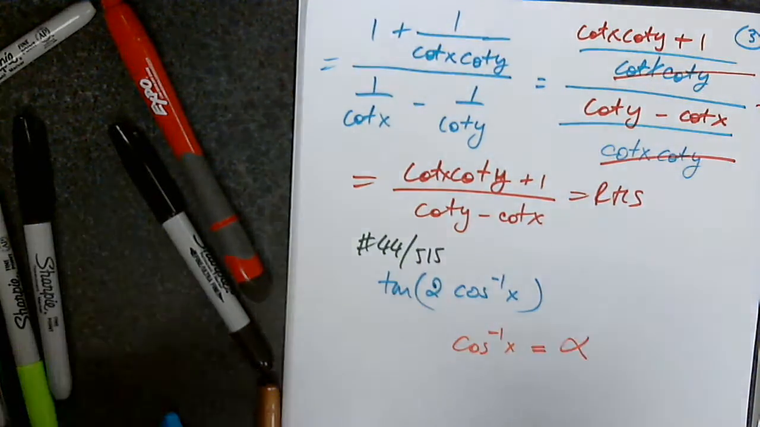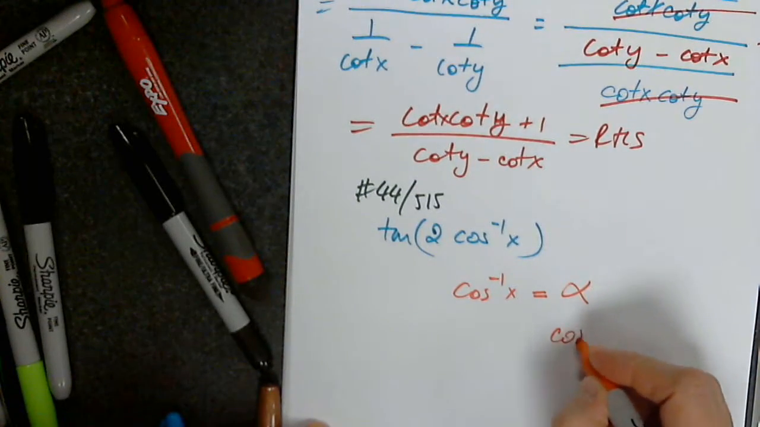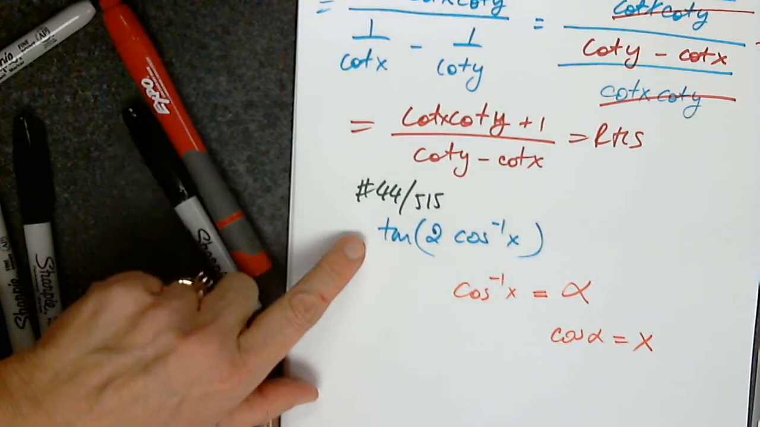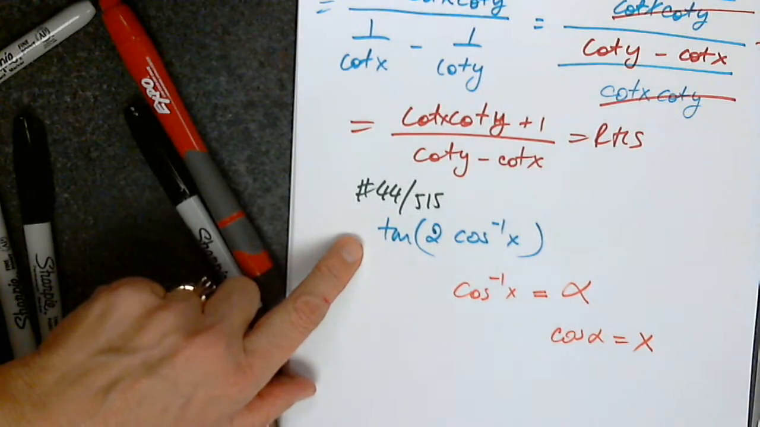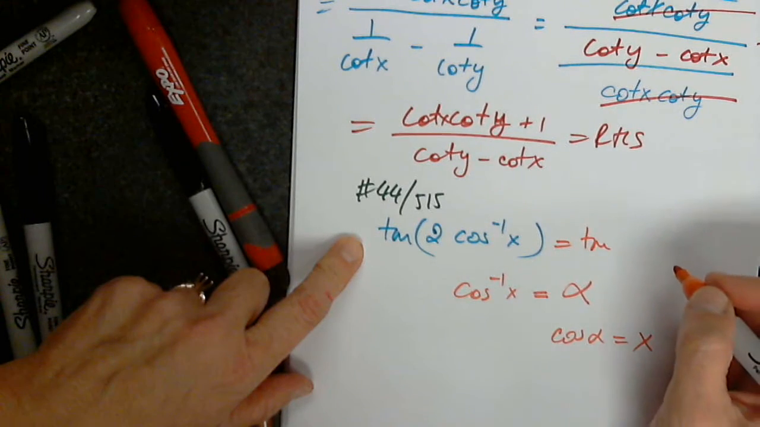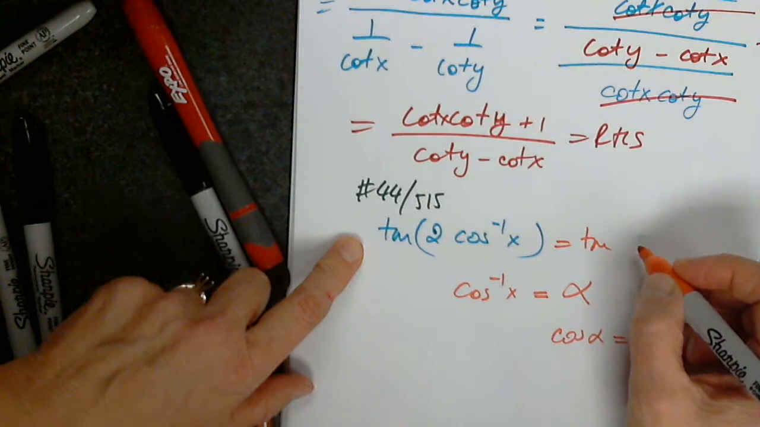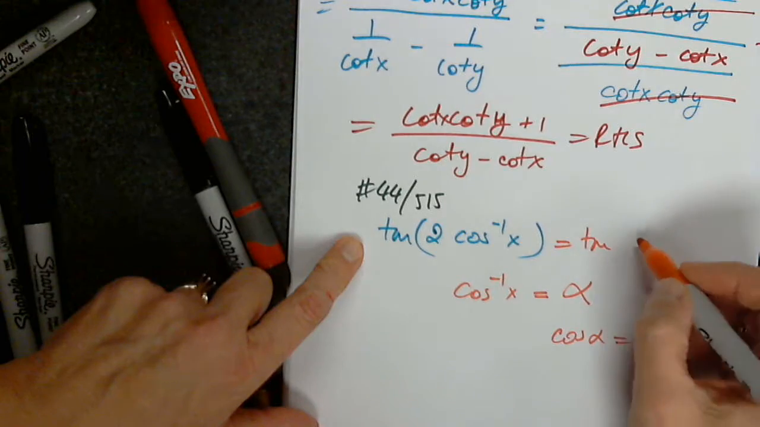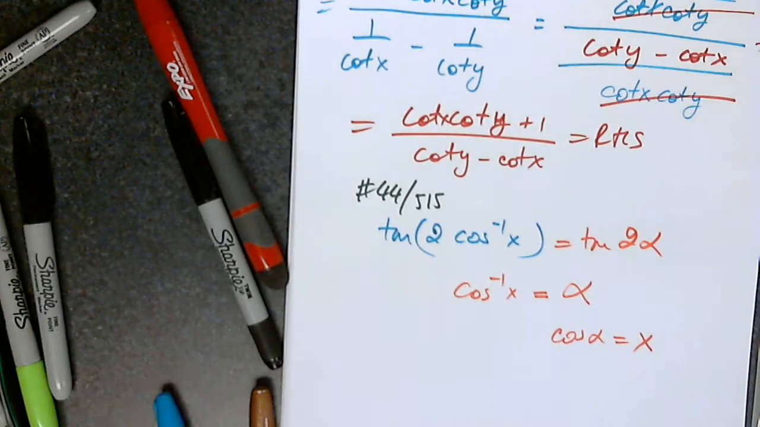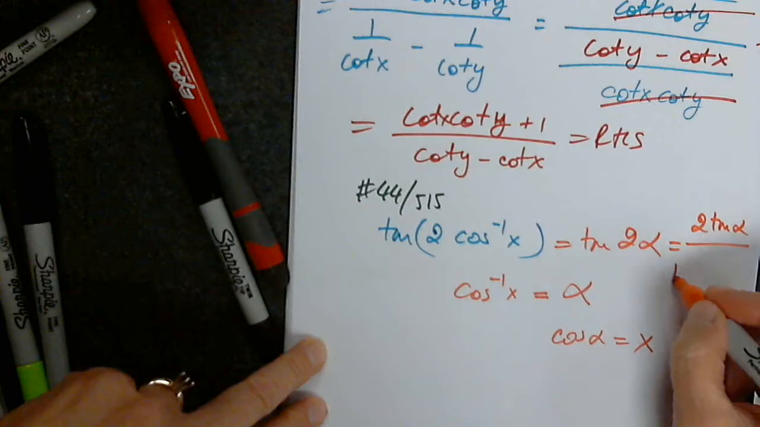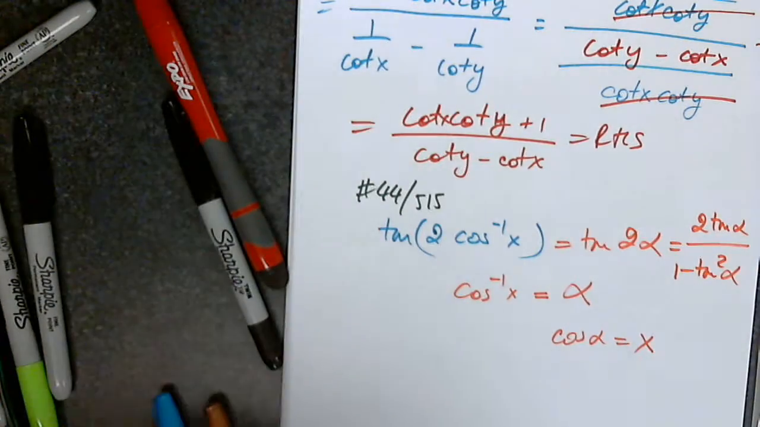I apply cosine to both sides, so then I have cosine alpha equals x. Correct. So now let's look again at what I am asked to find. I'm asked to find tangent of twice alpha. Exactly. I'm really asked to find tangent twice alpha. I know the formula is twice tangent alpha over 1 minus tangent squared alpha.